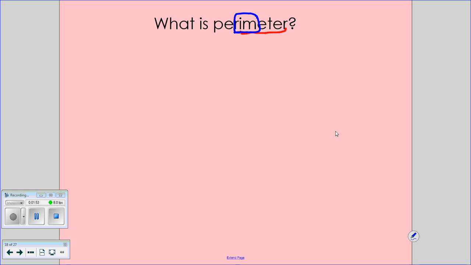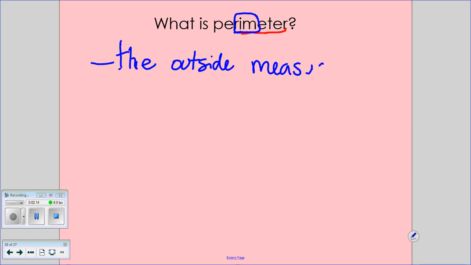Okay, good thought. You are exactly right. Perimeter is, oh goodness. Oh Lord, we are not right today. The outside measurement of a shape.